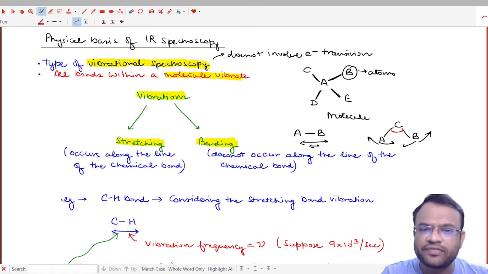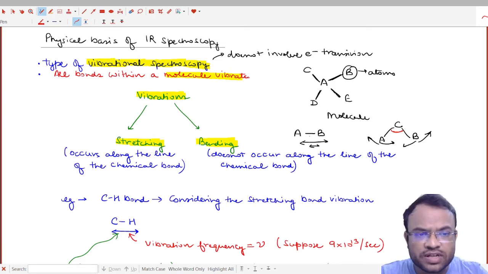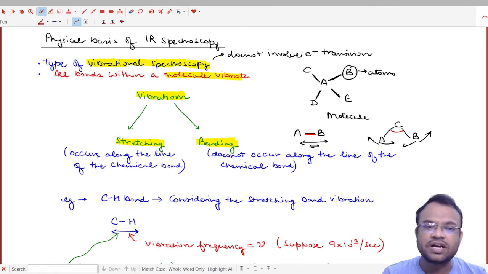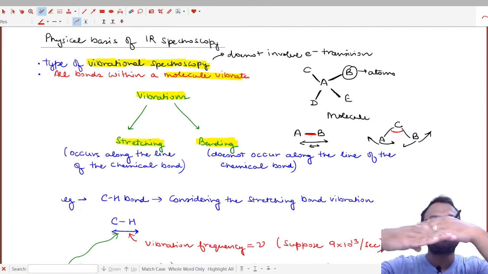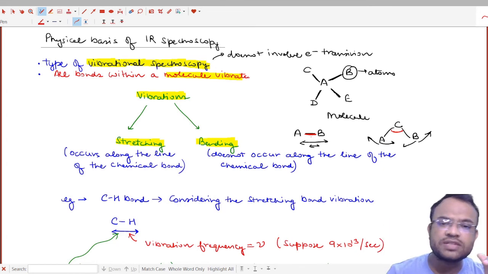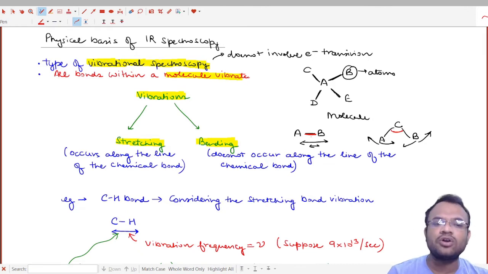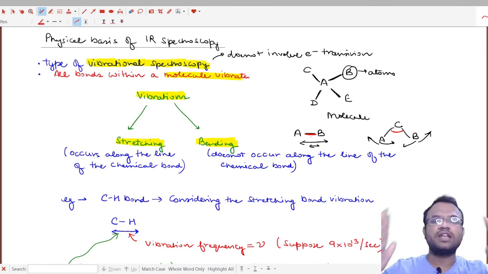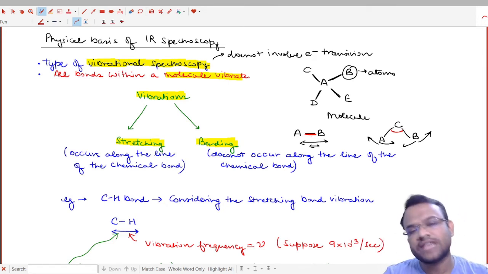So if I try and define stretching, stretching occurs along the line of the bond. This was the line of the bond, remember, A to B, the line connecting A and B. So stretching occurs along the line of the bond, this way or this way. This means compression, this means extension. Bending does not occur along the line of the chemical bond. It can move like this, like this, like this. So this is the example of bending.